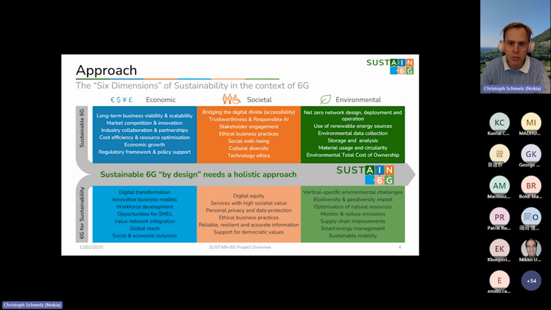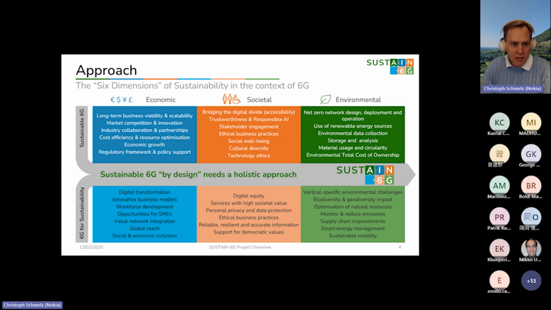Looking at societal aspects, for example, there are some key topics like accessibility, which you could translate into coverage. There is also trustworthiness and responsibility, and in the context of AI, this is very much important. The economic side also plays a key role, listening to many of the operators saying that with 6G, we need to come back to a track where communication infrastructure provisioning is becoming economically viable again.